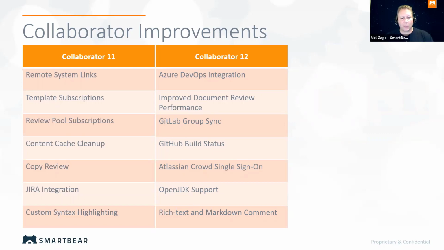We've added GitLab group sync and GitHub build status so you get more information between those two implementations and the Collaborator server. So you can actually sync your GitLab security groups directly into the Collaborator server and manage your reviews and your assignments through those groups as well. Atlassian Crowd single sign-on, we've added that, as well as OpenJDK support and rich text functionality in our comment fields and our chat fields.